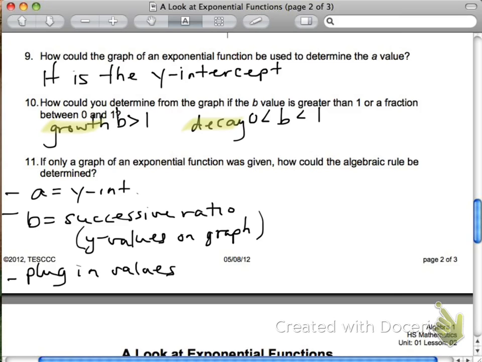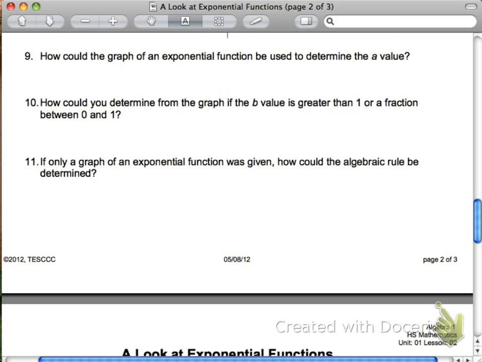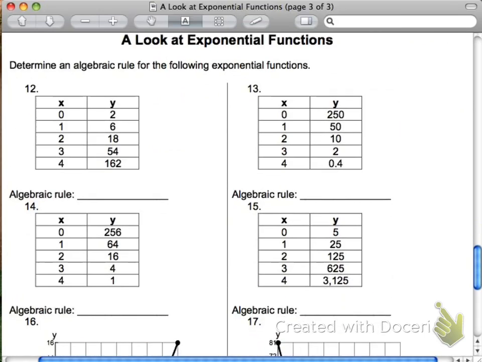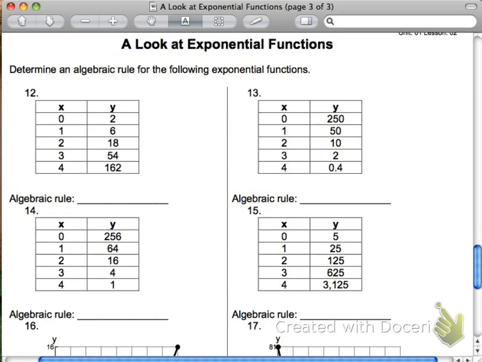Okay, so let's make sure we understand this fully. Number 12. What is our A value? 2. How do we know? Because the x is 0. X is 0, right? So my y is 2, so I know my A equals 2.